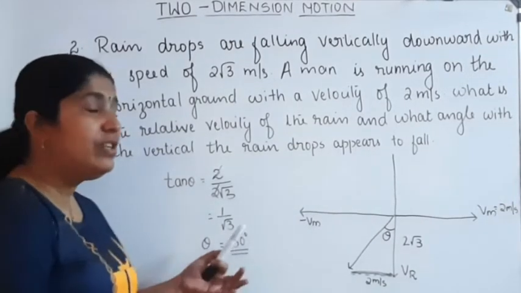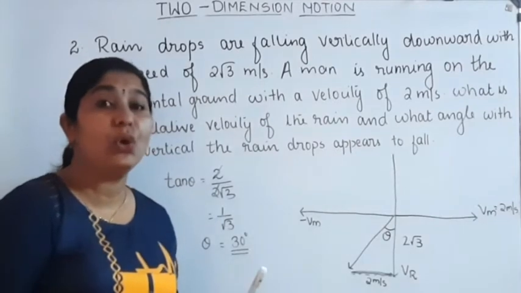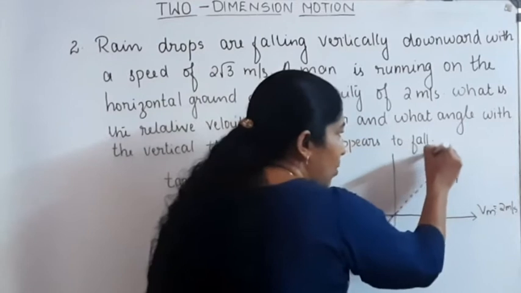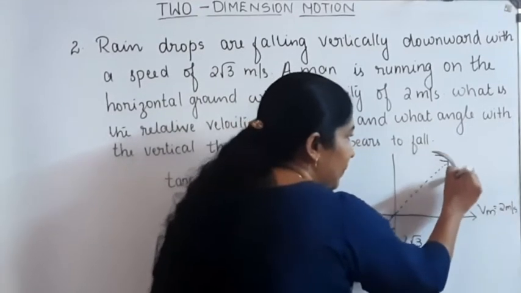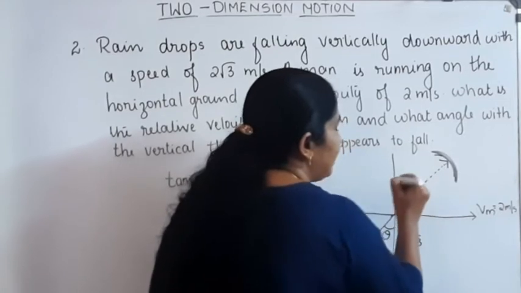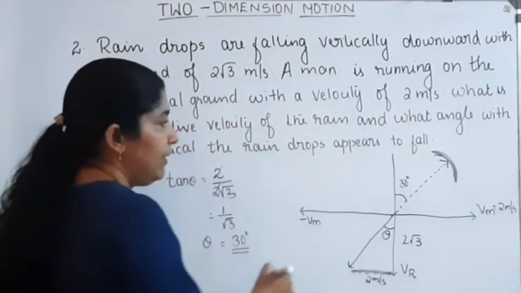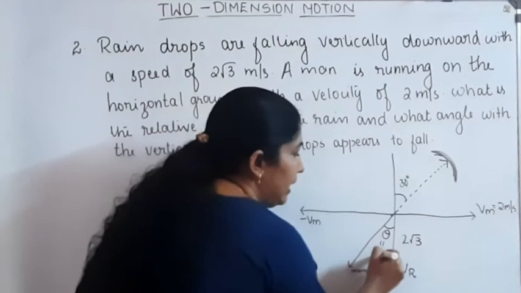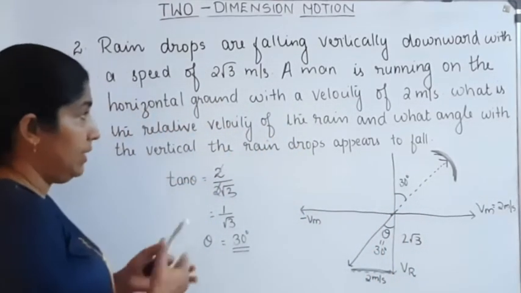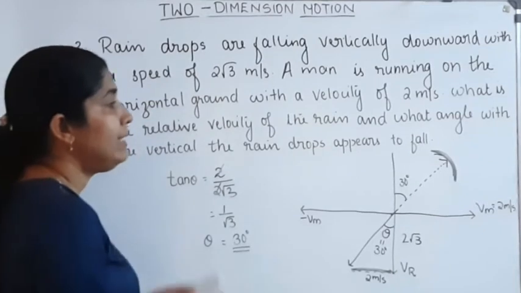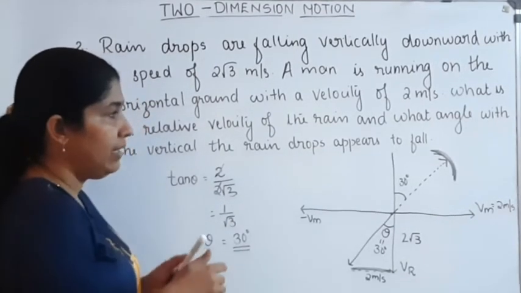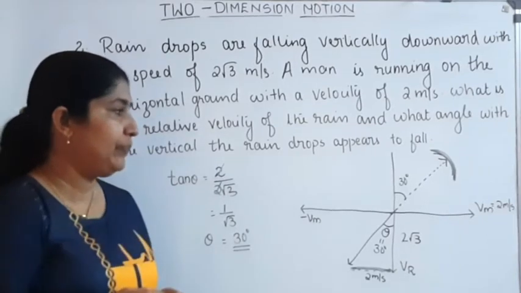In which direction does the person want to hold his umbrella? This is the direction in which he holds his umbrella, at an angle of 30 degrees with the vertical. If this angle is equal to 30 degrees, this angle is also equal to 30 degrees, then the man should hold his umbrella at an angle of 30 degrees with the vertical, in that direction.